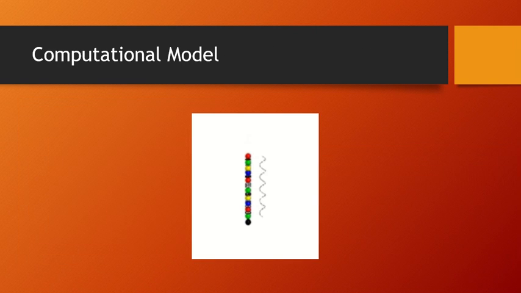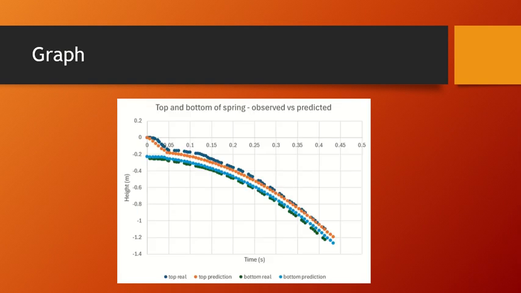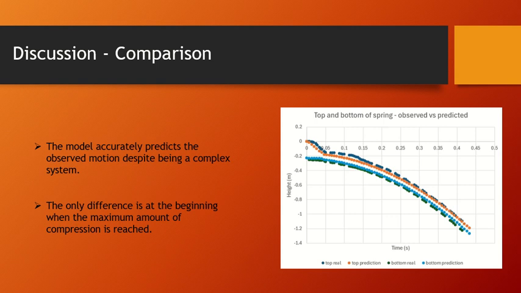This is a screenshot of the video of the results of the computational model, where the masses of the spring are slowly getting closer together. This is the graph of the predicted and observed motion of the top and the bottom of the spring. As we can see, the model accurately predicts the observed motion despite being a complex system. The only difference between the motions is at the beginning when the maximum amount of compression is reached.